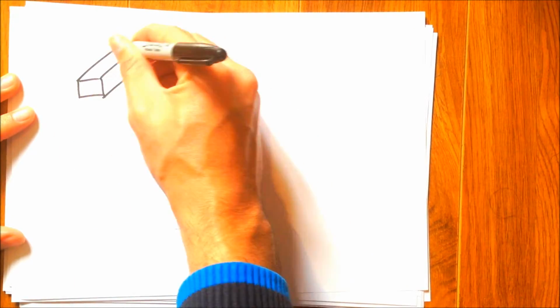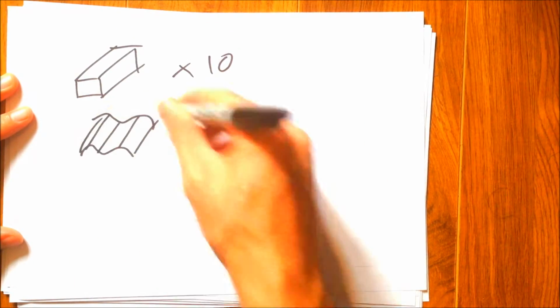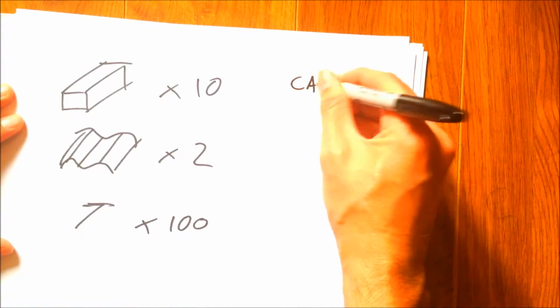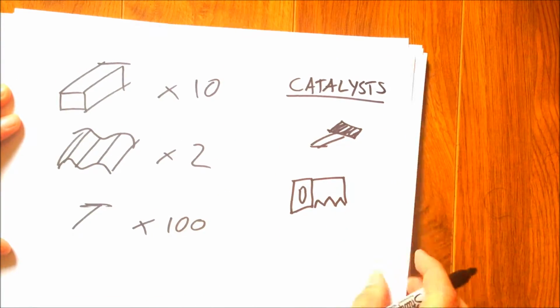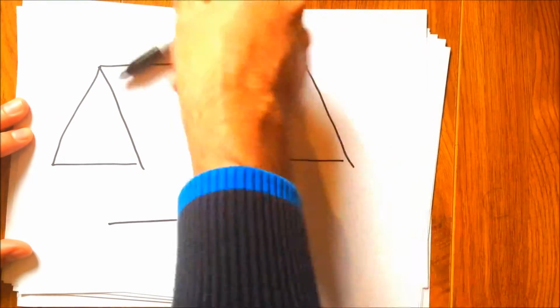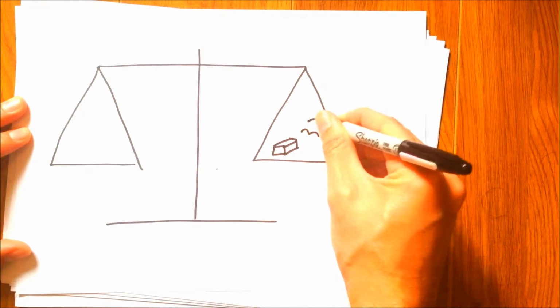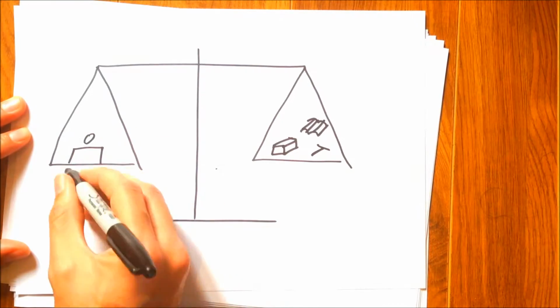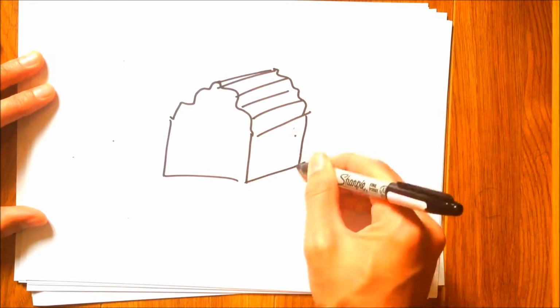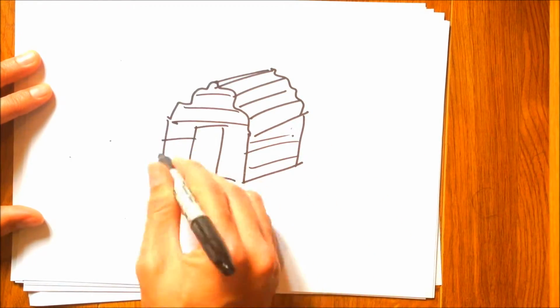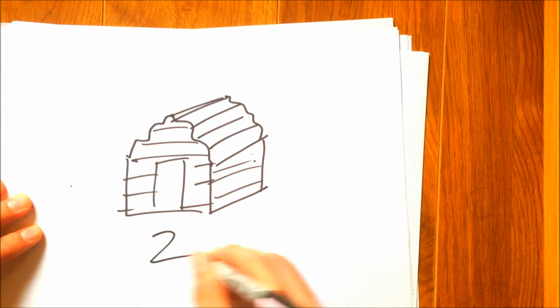So, let's say I'm making a shed. To do this, I need 10 planks of wood, 2 pieces of corrugated plastic, and 100 nails. Using a catalytic hammer and saw, I produce a shed with no leftover parts. I measure the mass of all of my materials first of all, and it comes to 200 kilograms. So, what would the total mass of my shed be?